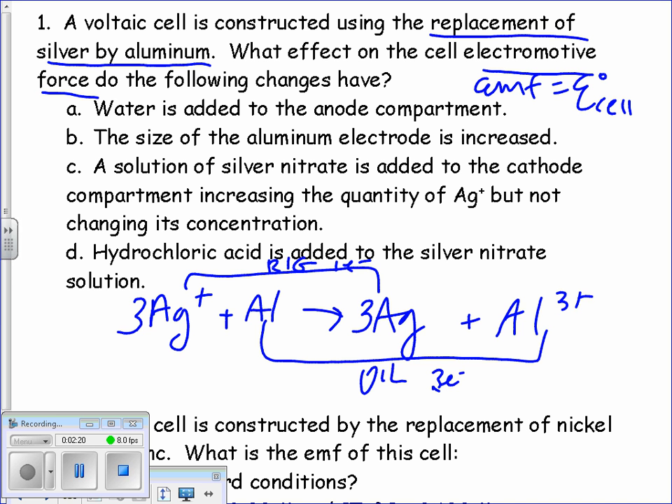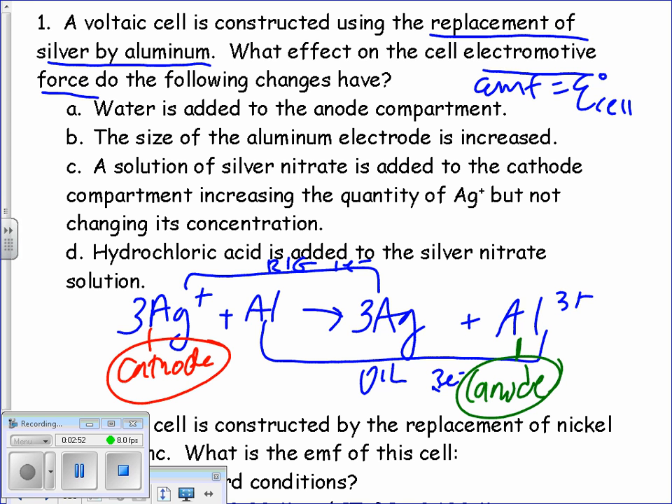So in terms of adding water to the anode compartment, we need to figure out which is the anode compartment first. What is in the anode compartment? The one being oxidized, right? So the one being oxidized is aluminum and aluminum ion, right? They're all in the same compartment together. So I'm just going to put anode here to say this is in the anode compartment, and then the cathode would have to be silver and silver ion, right? So this is a little bit further, but we know that's the cathode compartment.